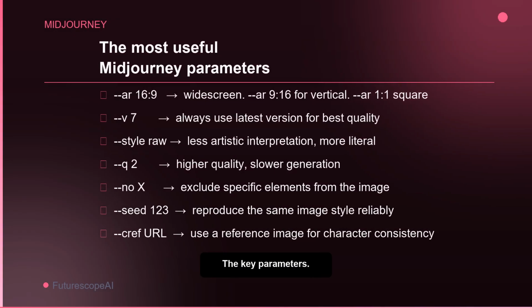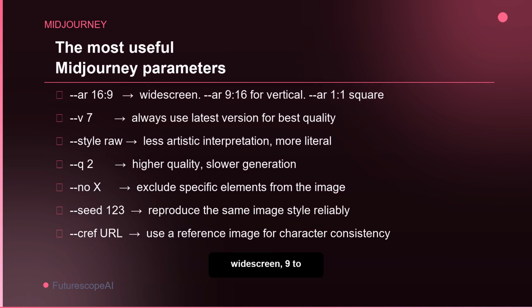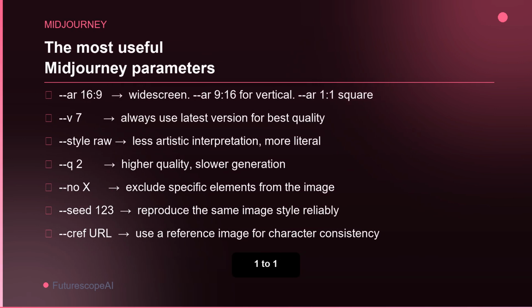The key parameters. --ar sets aspect ratio: 16:9 for widescreen, 9:16 for vertical, 1:1 for square. --v 7 is the current best model, always use it. --style raw gives more literal interpretation rather than Midjourney's artistic flair. --q 2 for higher quality at the cost of speed. --no followed by a word excludes specific elements. --seed reproduces consistent styles across generations. And --cref with a URL uses a reference image for character consistency across multiple generations.